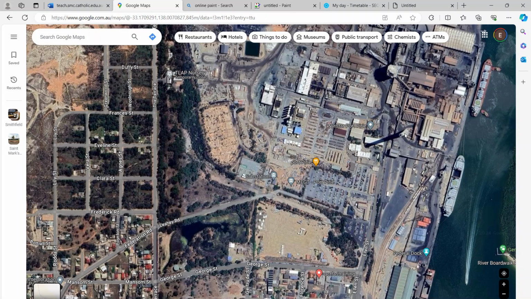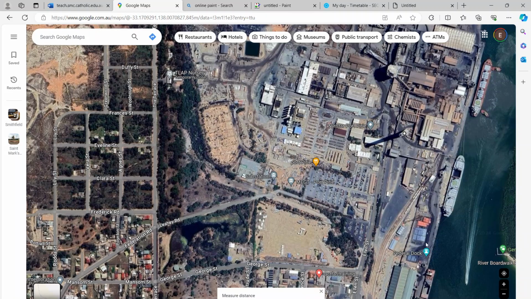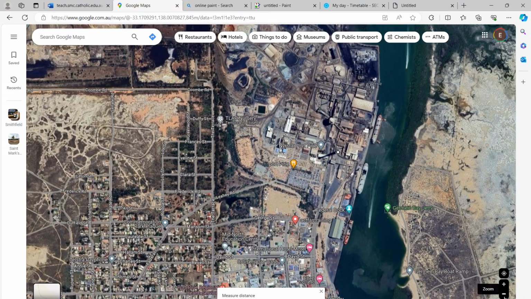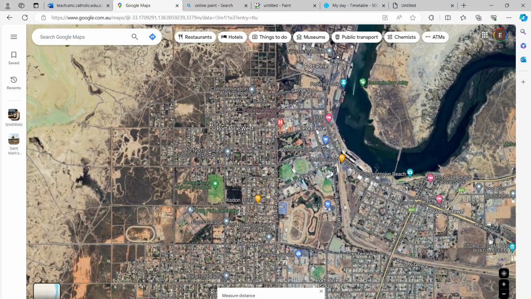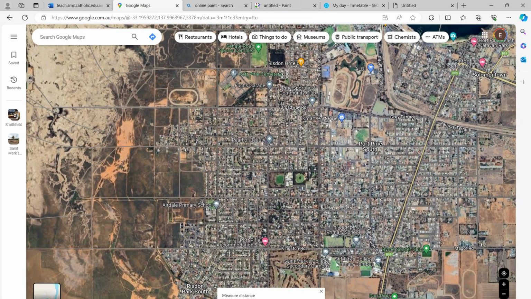What we're going to do is right click on that. All right, we're going to do measured distance. Okay, so we've put that there. Now we're going to go back and find the oval. All right, there is our school.